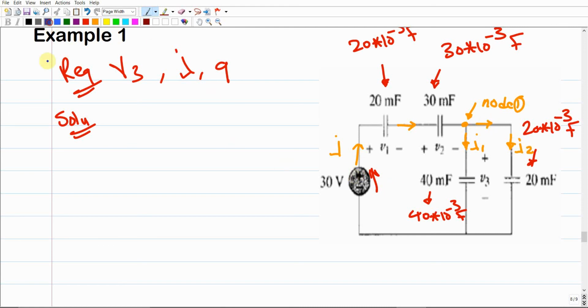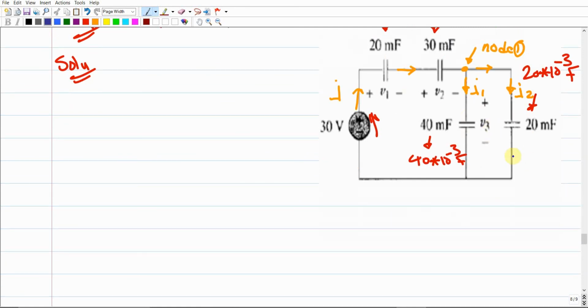Then after the current distribution, your objective is to calculate the equivalent capacitance. In this case, we have so many capacitors here. These two capacitors, the 40 and the 20, are definitely parallel. Why? Because the current has been divided over them, which means that they are parallel. So I'm gonna combine these two. Since they are already parallel, we can combine them as two parallel capacitors.